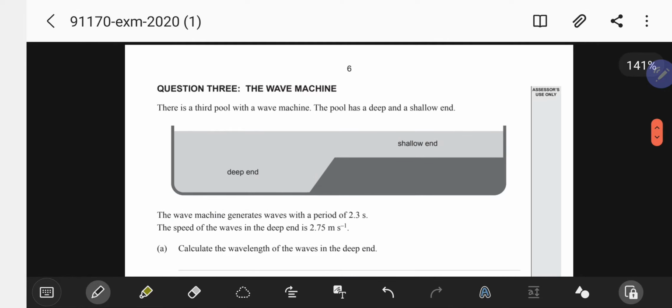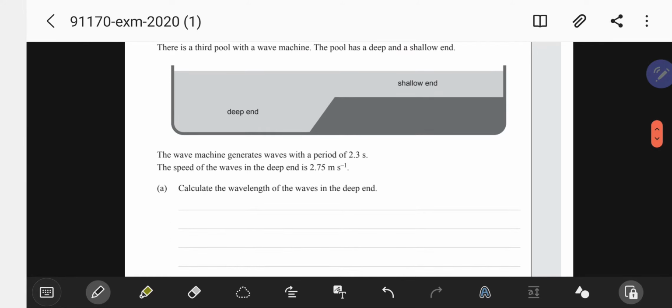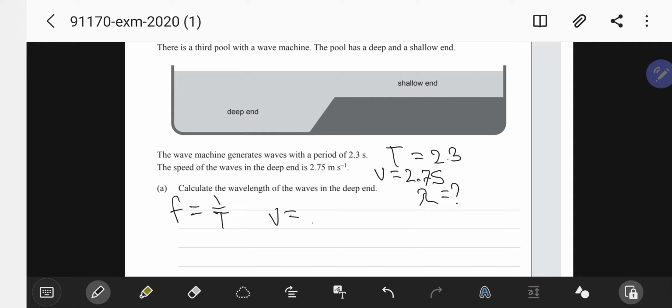Question 3, the wave machine. There's a third pool with a wave machine. The pool has a deep and shallow end. The wave machine generates waves with a period of 2.3 seconds. So T equals 2.3. The speed of the waves equals 2.75. Calculate the wavelength. So f equals 1 over T and v equals f times wavelength.